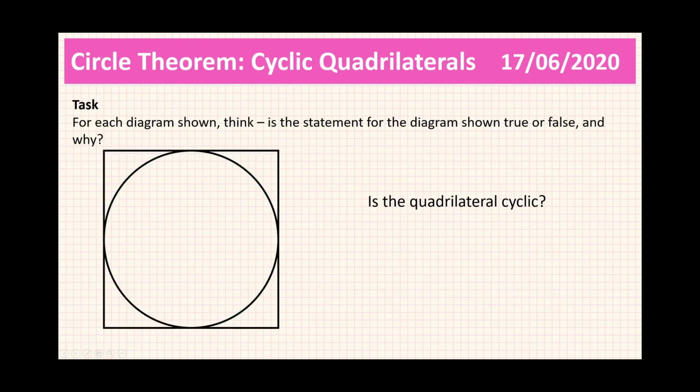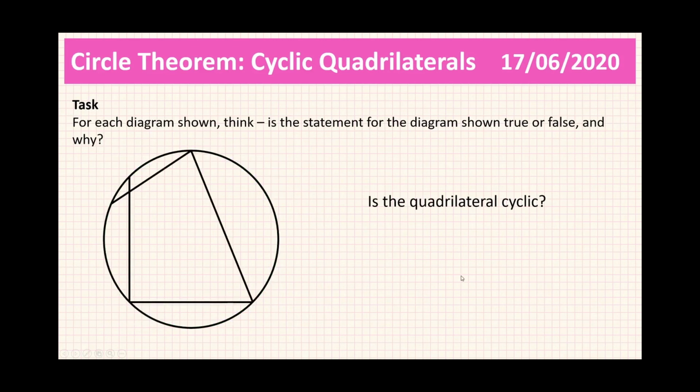What about this one? Is this a cyclic quadrilateral? Pause the video. What do you think? Okay, so here is our circumference for this shape. Here's our circumference, and we can see that the quadrilateral is outside of the circle. So these lines that create this quadrilateral are not chords, they're tangents because they're outside of the circle and they touch the circle at one point. So this is not a cyclic quadrilateral.